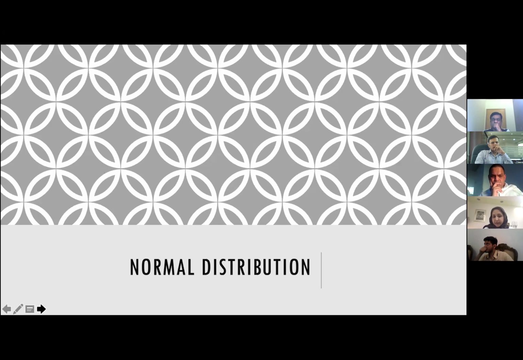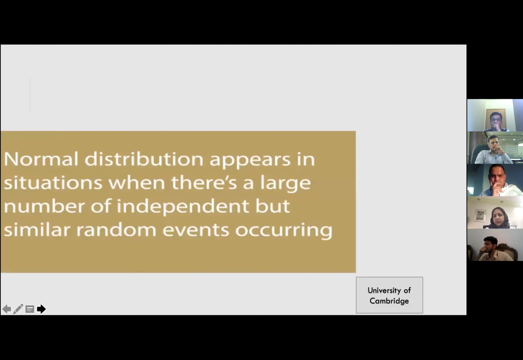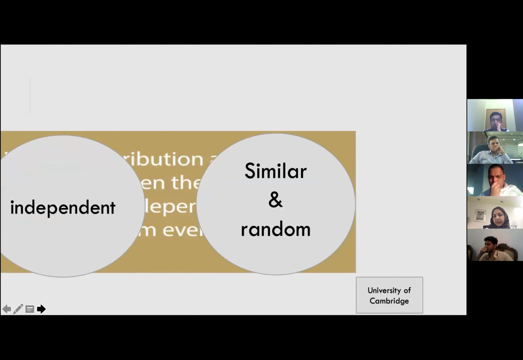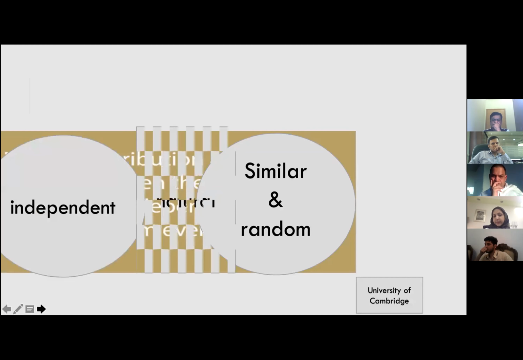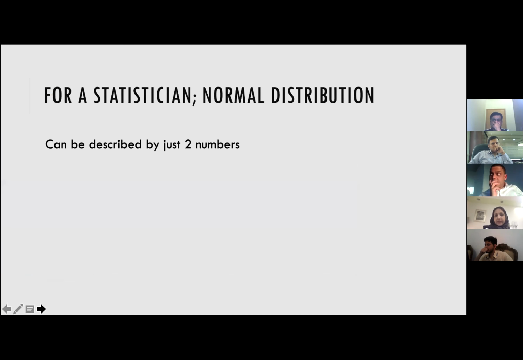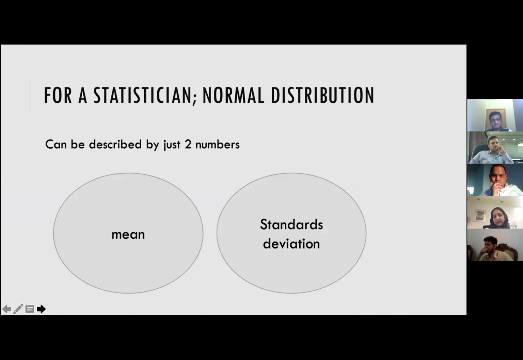Moving to the normal distribution, it appears in situations where there is a large number of independent yet similar and random events occurring. So they need to be independent, they need to be similar and random, and sometimes they are described as natural, like the heights of individuals in a community, for instance. But for a statistician, a normal distribution can be described by two numbers, the mean and the standard deviation.